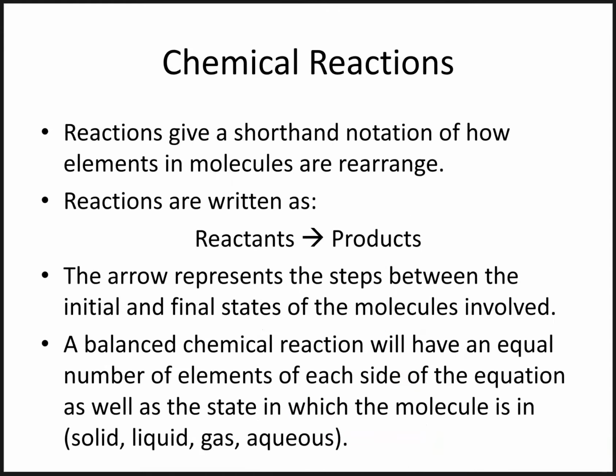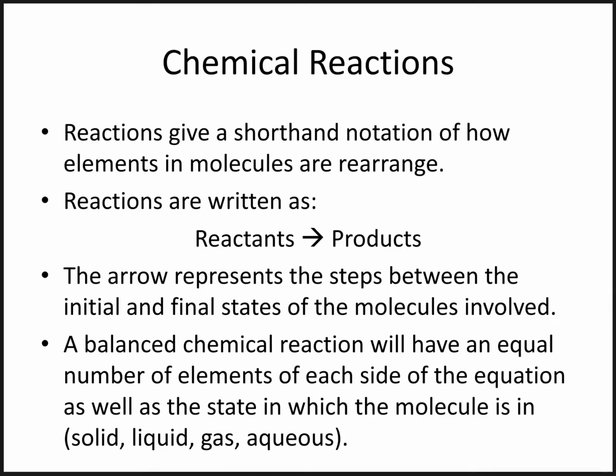If you have a balanced chemical reaction, then when you count up all the elements on one side, you'll find you'll have the same number of elements on the other side. So the same atoms, or the same number of atoms, will appear on the reactant side as the product side. If this isn't the case, then you don't have a balanced chemical equation.